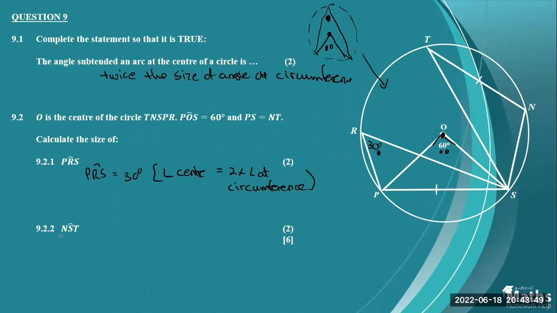Next question, they say figure out the size of NST. So let's see, where's NST? So we must figure out this angle. Always look at what is given. They gave us PS, this chord. Any line that's not a diameter is a chord. So the moment that I see two chords, this PS is equal to TN, that's when I keep this theorem in mind.